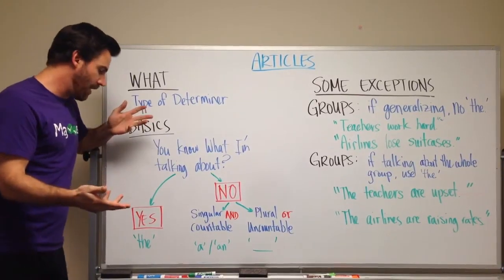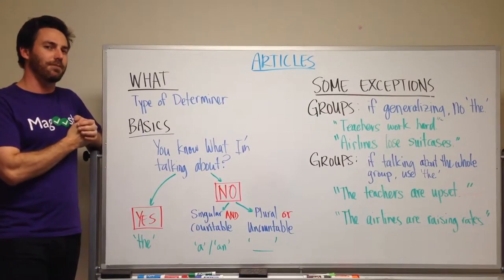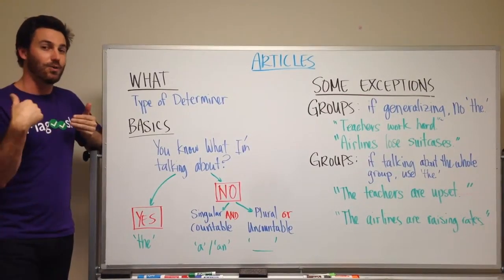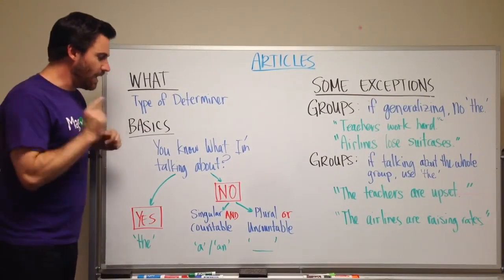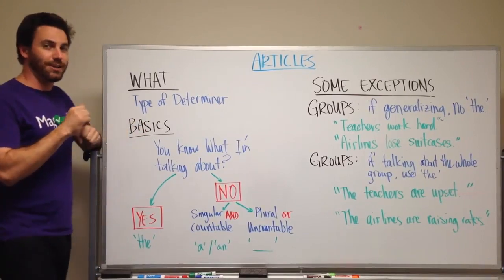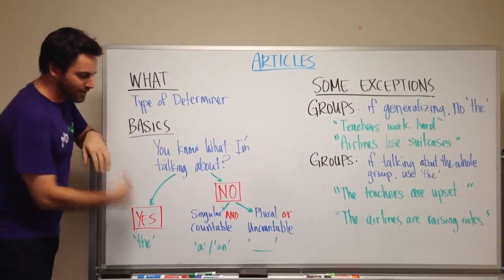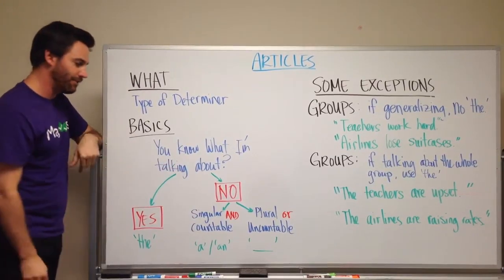For example, if I said, please feed the dogs, you would know that I'm talking probably about dogs that I own, maybe, or at least dogs that you would know about. If you didn't know what dogs I was referring to, or I knew you didn't know, I would use a. So the answer is no, you don't know what dogs I'm referring to.